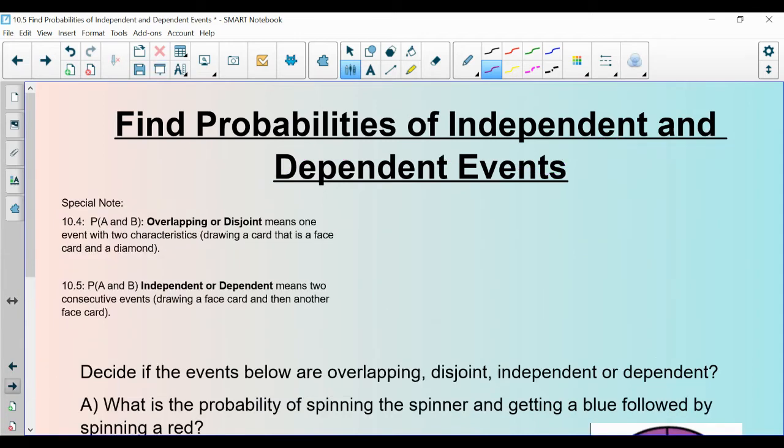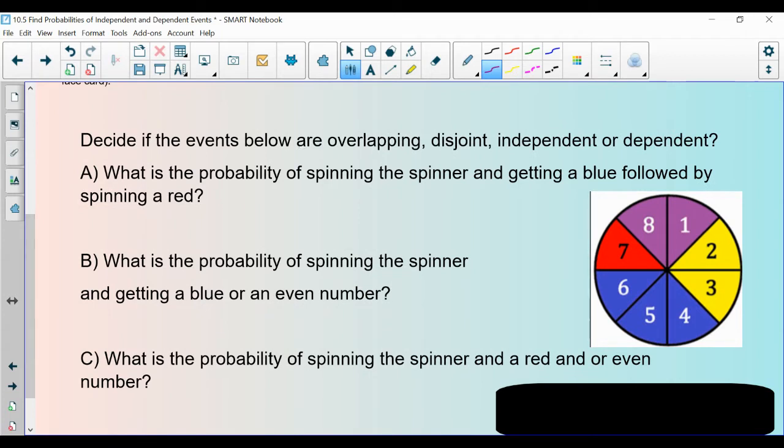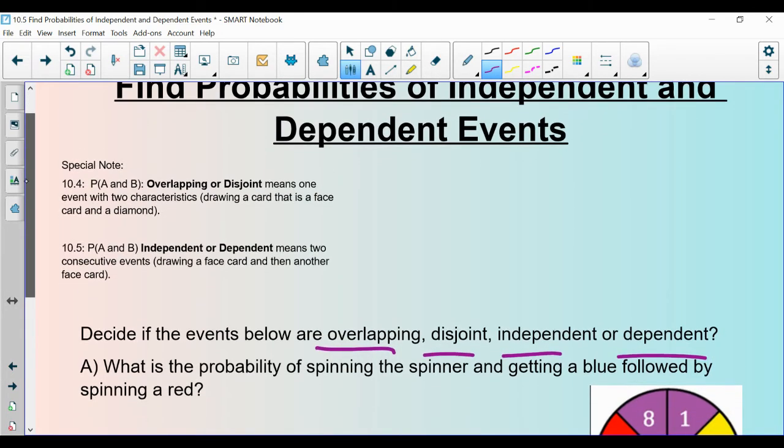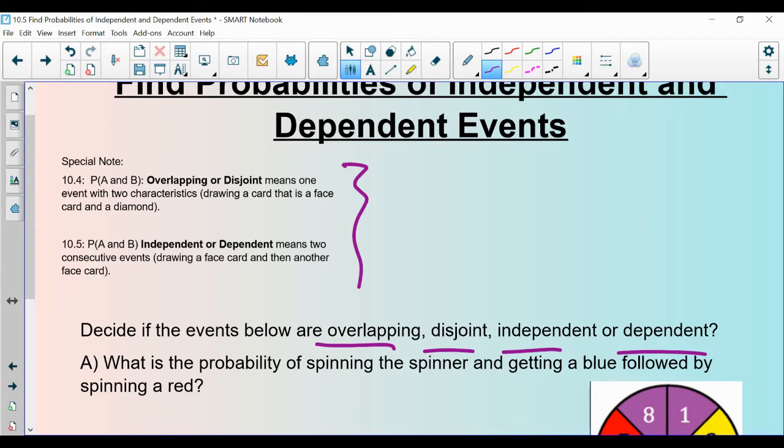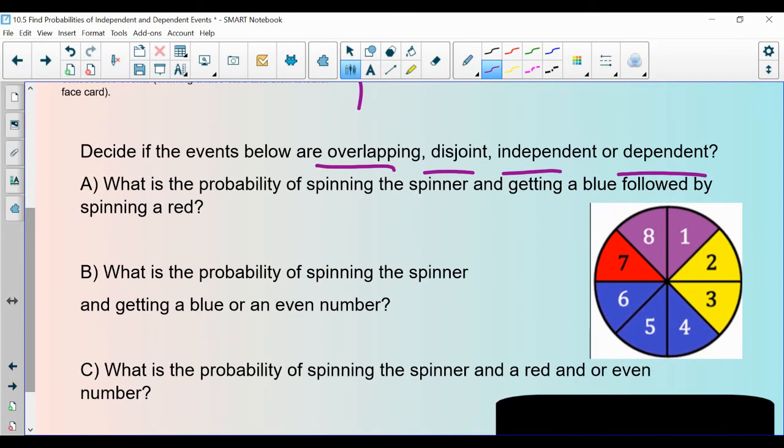I do have a couple of questions that I'm going to be going over really quickly to help you decide, because some of the first 3 or 4 questions on the quiz, I believe, are just decide if it's overlapping, disjoint, independent, or dependent. I'm not asking for you to actually calculate the probabilities. You do have to know how to do that. But the first questions, I'm just saying, hey, which type is this? And so we do have to remember this information right here to help us decide that. Let's go ahead and see if we're able to do that.